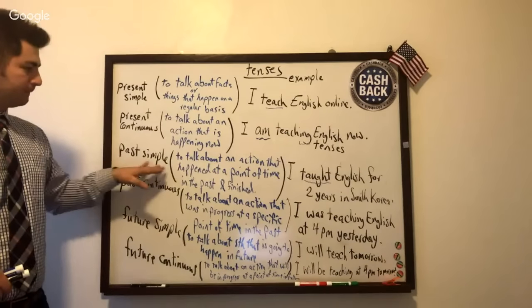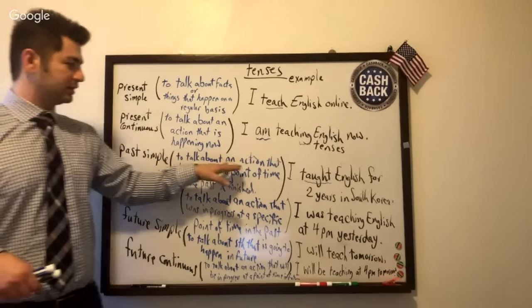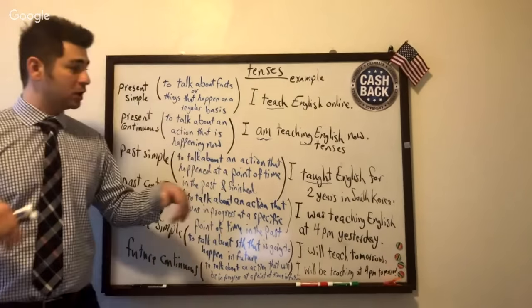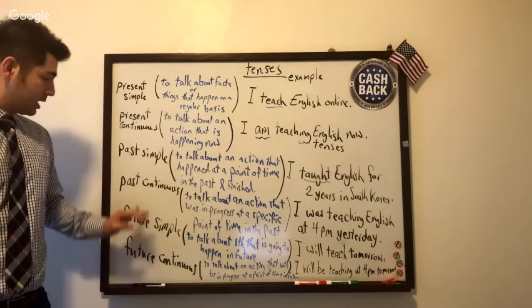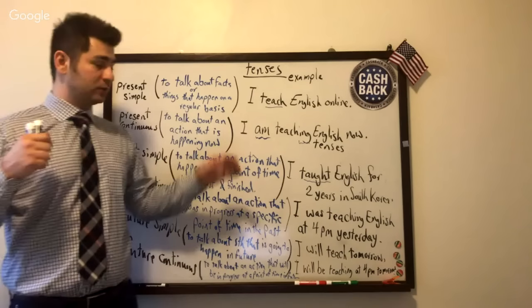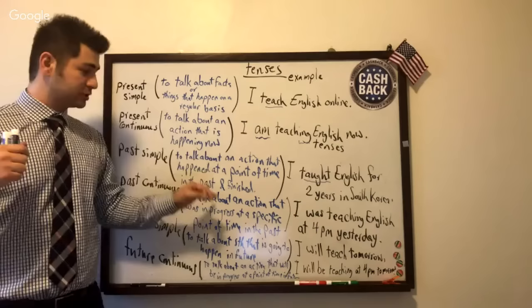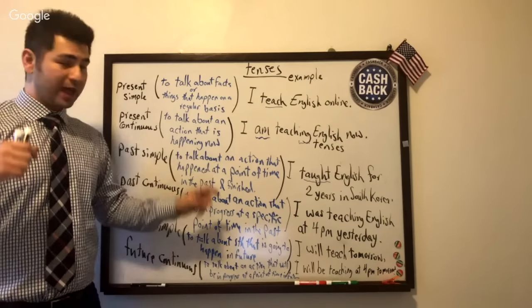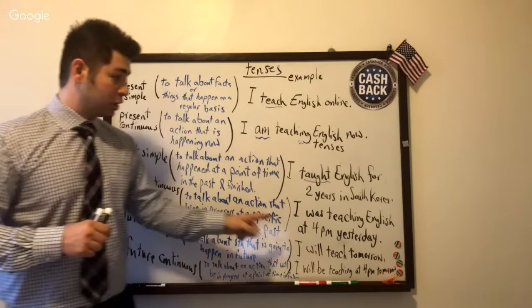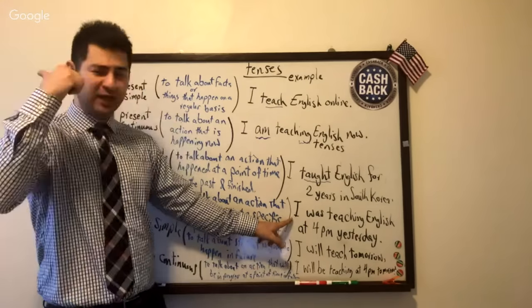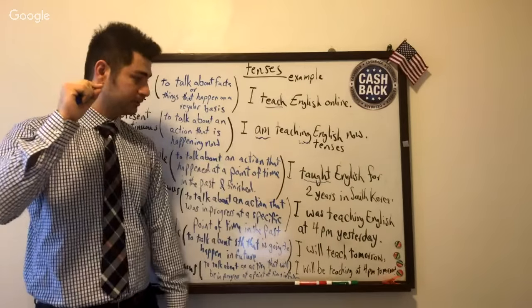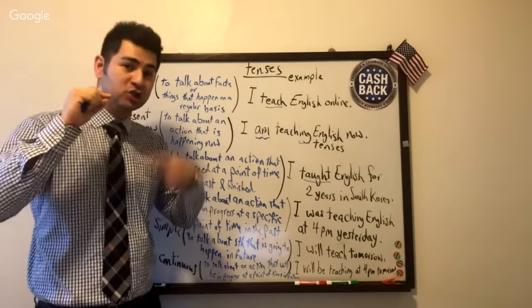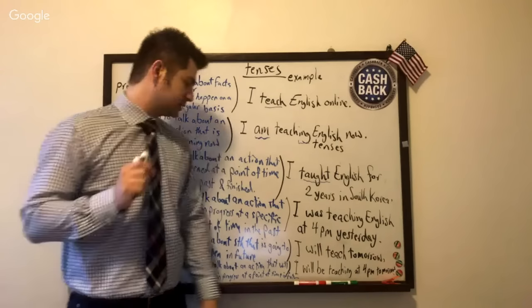Past simple: something that happened in the past and finished. I taught English for 2 years in South Korea. Past continuous, an action that was in progress. You use it to talk about an action that was in progress at a point of time in the past. So yesterday at 4 p.m., I was teaching English.